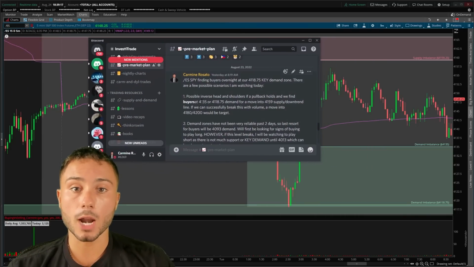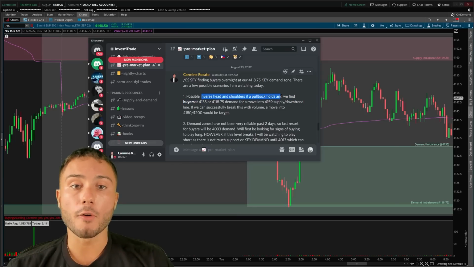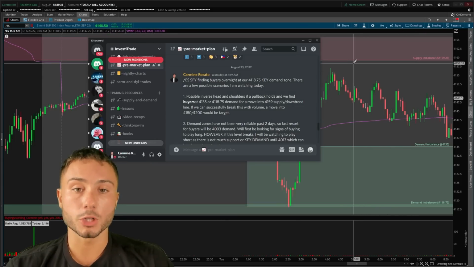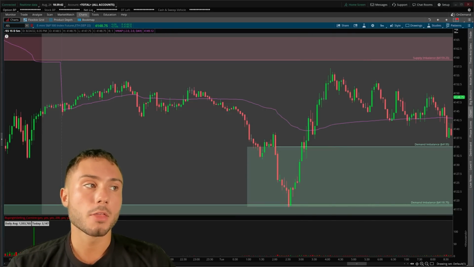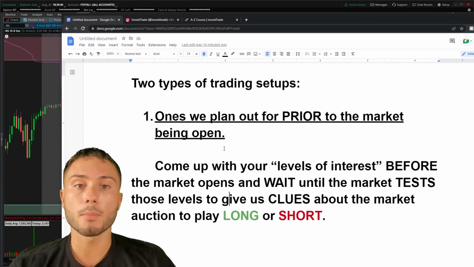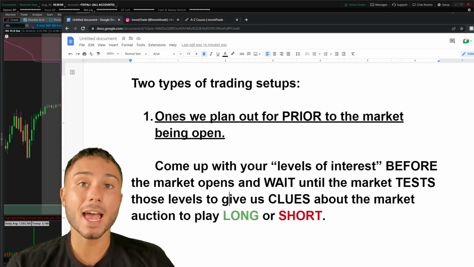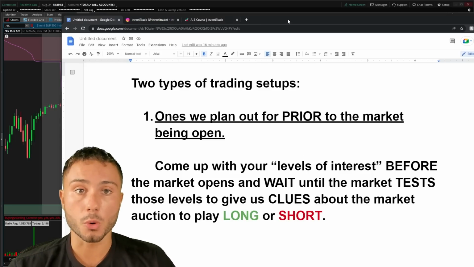So in the pre-market plan, what I was watching for was a possible inverse head and shoulders pattern if a pullback holds and we find buyers at 4135 or 4118 demand. If this is true, I'm going to be looking for a move into 4159 supply above, which could be used as a target. We also had a bearish plan, but that was irrelevant in the setup. So this is what I'm watching before the market opens up. This is planned out prior to the market opening. The supply and demand zones are my levels of interest, and I wait until the market tests these levels for me to play long or short.